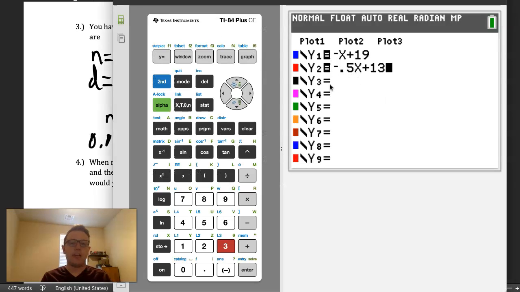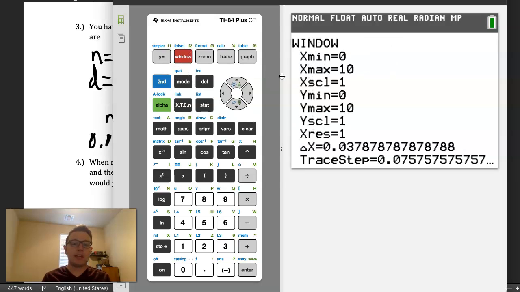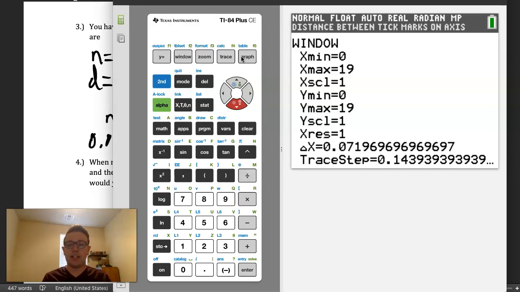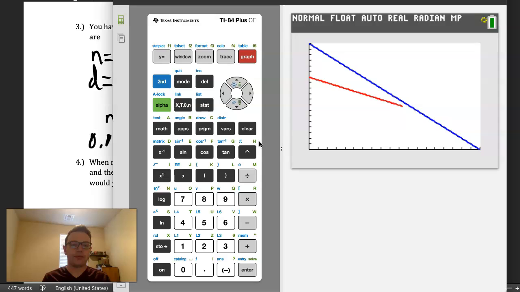So here we are. We have both of these equations in. Let's go ahead and adjust our window size now. So we're going to go into window. We don't expect us to have any less than 0 nickels and dimes, so we can leave the minimums at 0. But we could have up to 19 nickels, and we could have up to 19 dimes. So now that we have that all set, let's graph this.